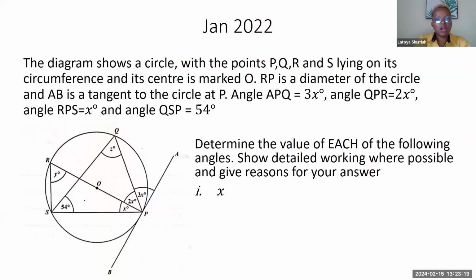Look at it and look at it long and hard. So the diagram shows a circle with the points P, Q, R, and S lying on its circumference, and its center is marked O. RP is a diameter of the circle, and AB is a tangent to the circle at the point P.